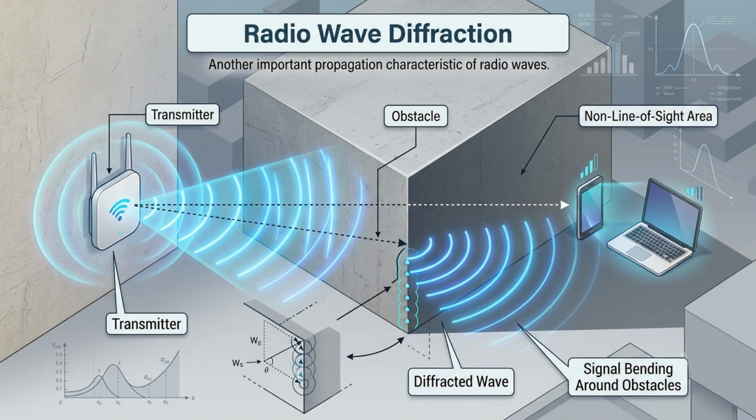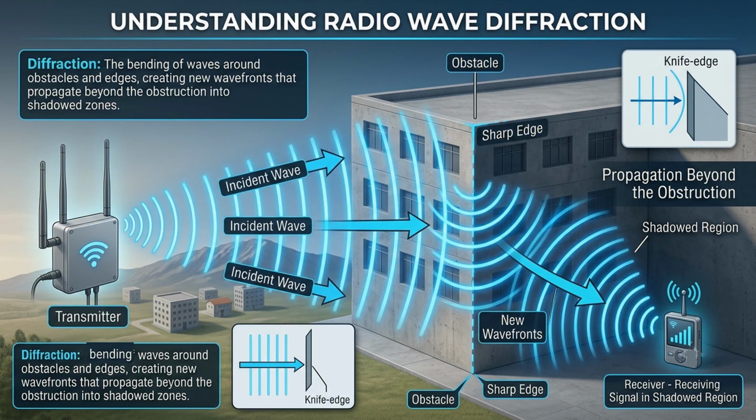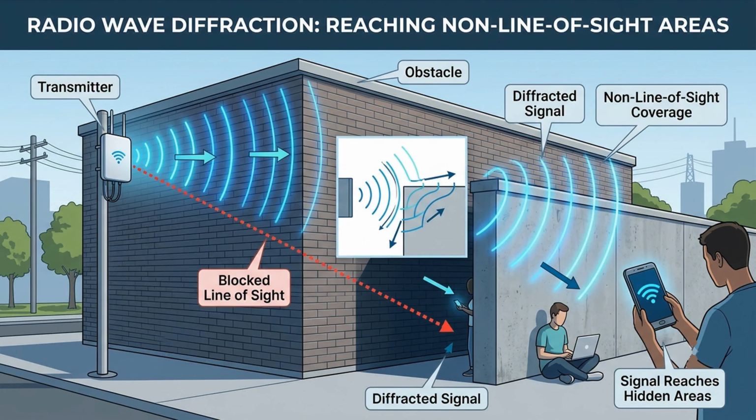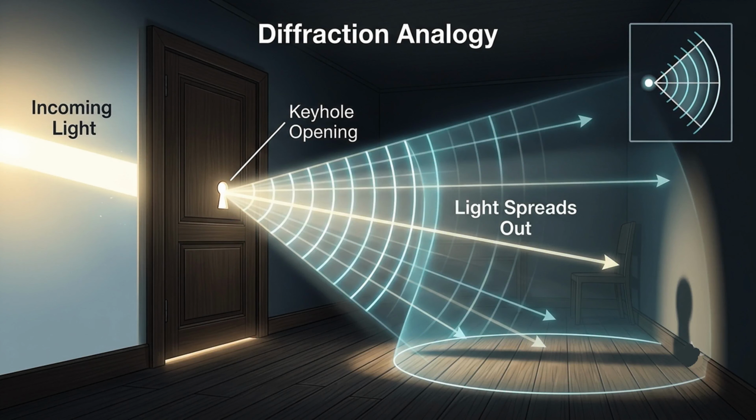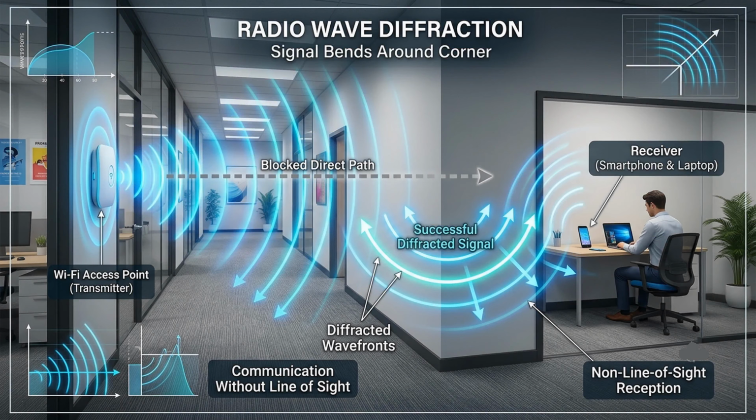Radio wave diffraction. Another important propagation characteristic of radio waves is diffraction. Diffraction occurs when radio waves encounter an obstacle or a sharp edge and bend around it, creating new wavefronts that continue to propagate beyond the obstruction. This unique property allows radio signals to reach areas that are not in the direct line of sight of the transmitter. A simple way to visualize diffraction is to imagine light entering a dark room through a keyhole. Instead of remaining confined to a narrow beam, the light spreads out and illuminates part of the room. Similarly, radio waves can bend around corners, doorways, and other obstacles, enabling communication even when a direct path is blocked.